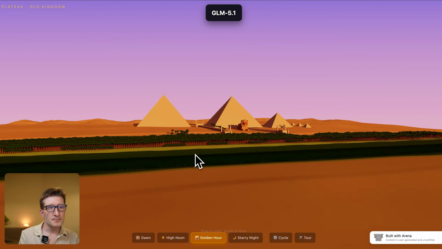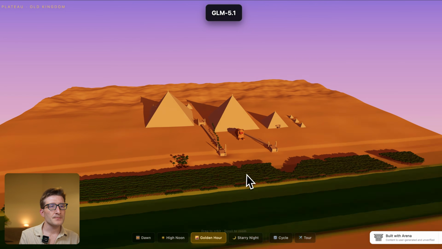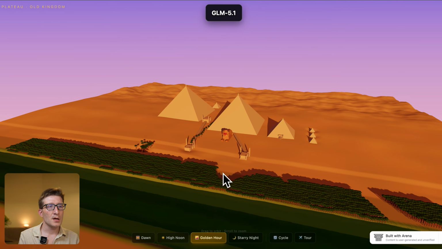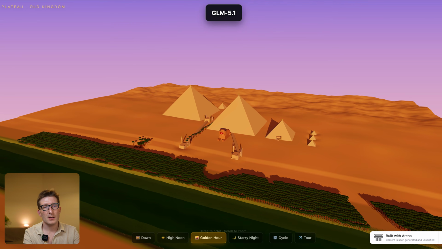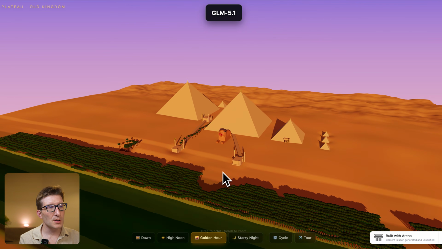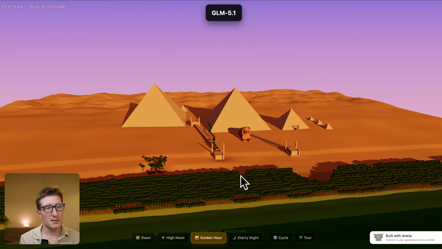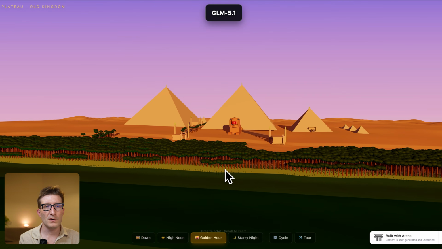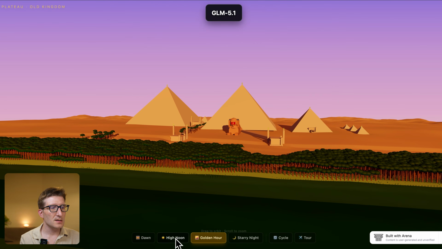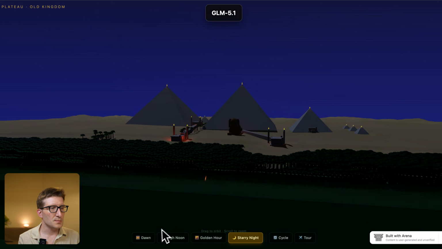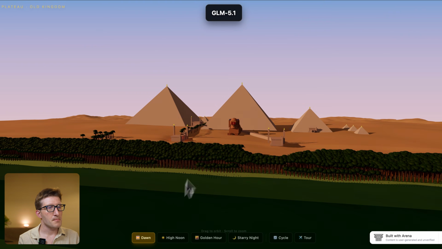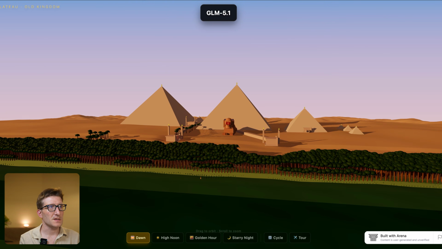And GLM, for comparison as well, as a kind of open source challenger, not amazing, but not too bad either. Honestly, pretty nice generation. If you wouldn't have seen the others, I would say this is quite nice. Certainly better than maybe some of the others that we've seen. Not bad.